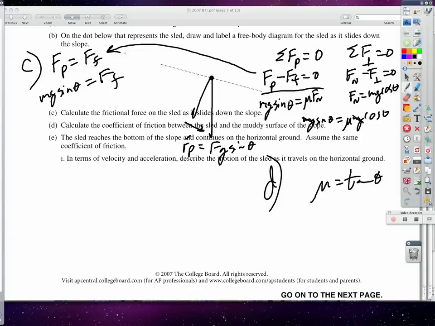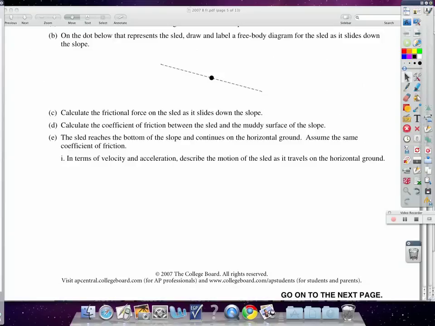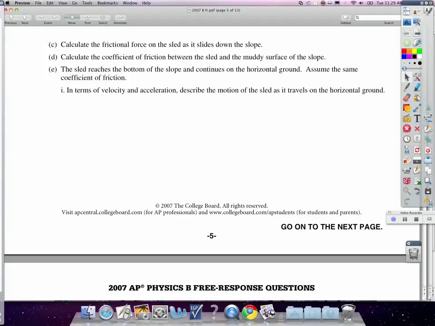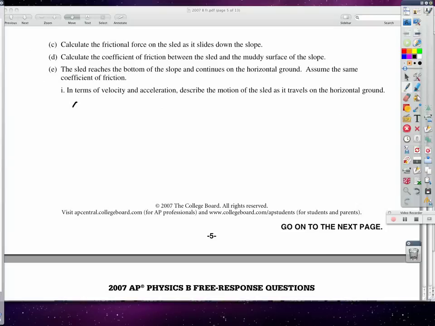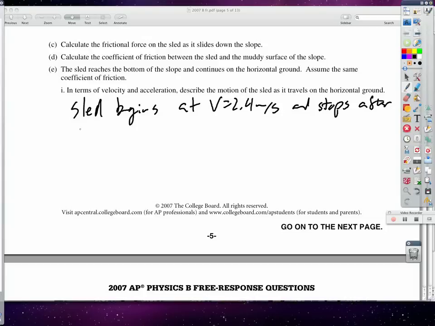The sled reaches the bottom and is on the ground. In terms of velocity and acceleration, describe the motion of the sled. So the sled begins at v equals 2.4 meters per second and stops after a distance x. So v goes down. There is a constant negative acceleration. Thank you. I like it when I don't even have to think, I can just listen and write. And of course that negative acceleration is negative mu g.